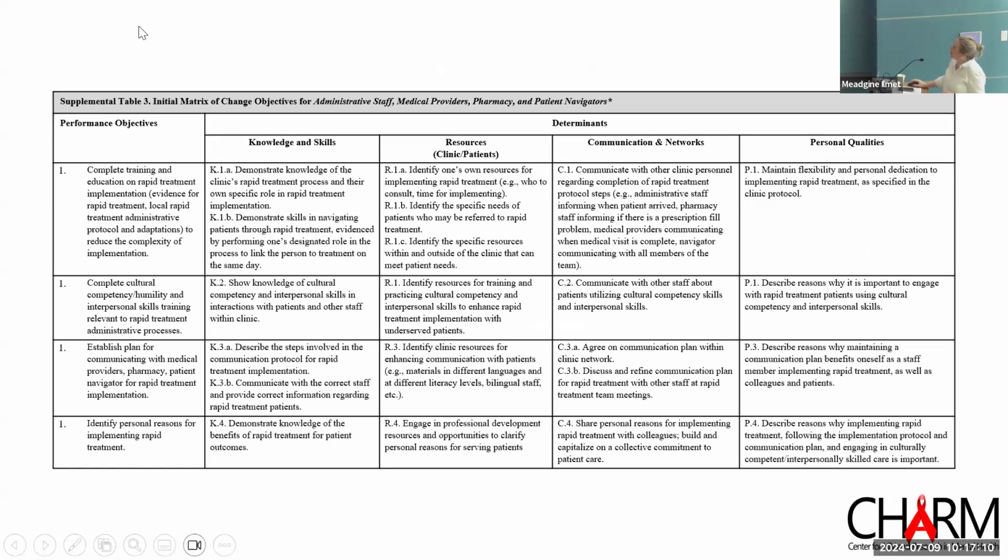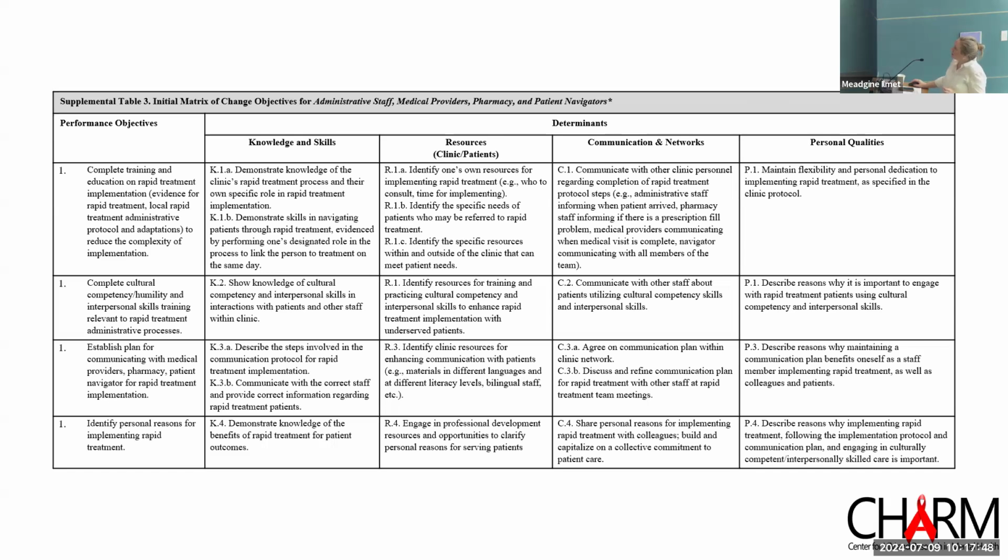So here's what I have here. These were my performance objectives that I had broken down all across the left-hand column. And in my case, I identified with the team some determinants that might help or get in the way of achieving those: knowledge and skills, resources, communication and networks, and other personal qualities of the implementer. So you take the performance objective. Here's the performance objective, and this one is for the administrative staff, medical providers, pharmacy, and patient navigators.